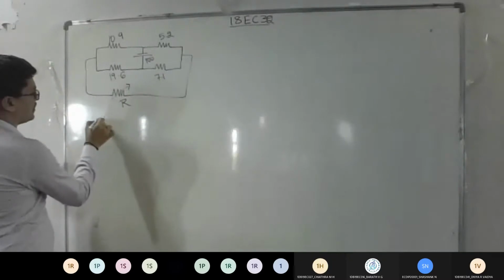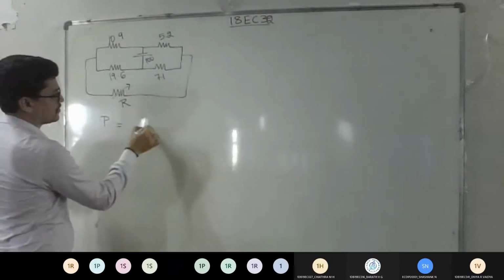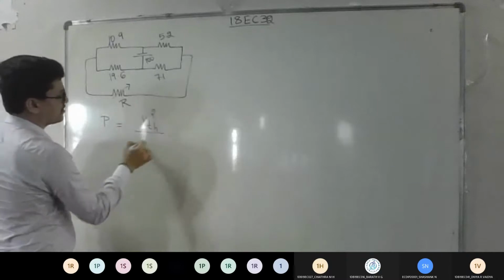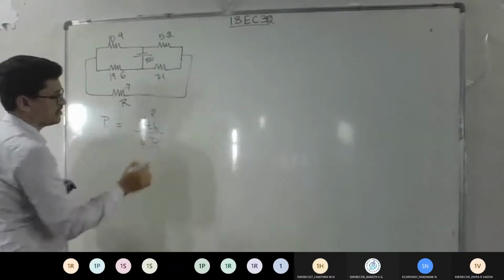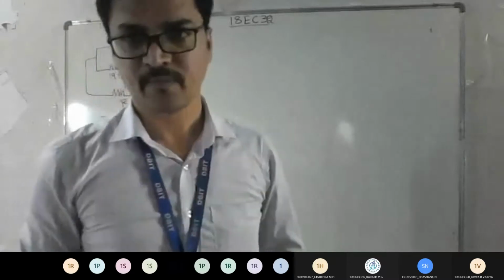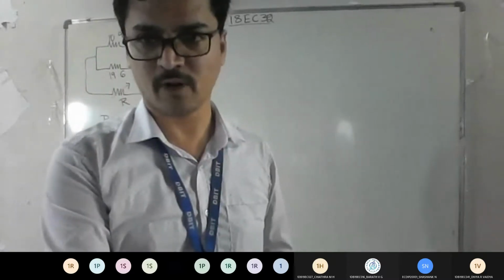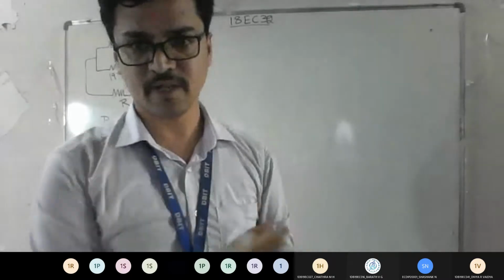So power is equal to VTH squared divided by 4 times R. This is the formula you need to remember, right, everyone? Do you remember this much, the formula? Yes, sir. We solved one problem. Okay, so we'll proceed.